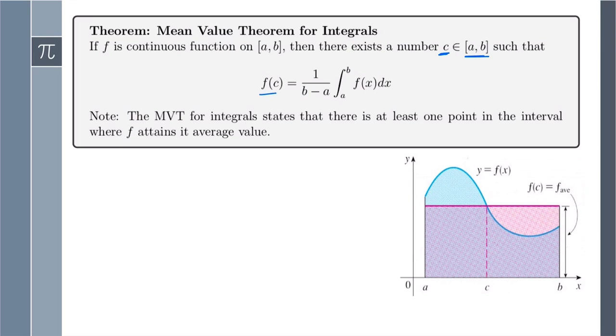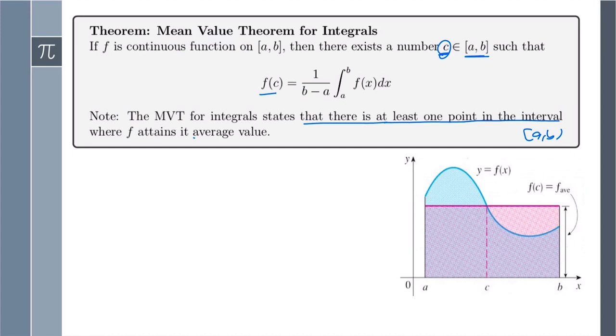Basically, the mean value theorem for integrals states that there is at least one point in the interval [a, b], which is the number c, where f attains its average value. It means that there is at least one number c in the interval [a, b] such that the value of the function at c equals the average value of the function.